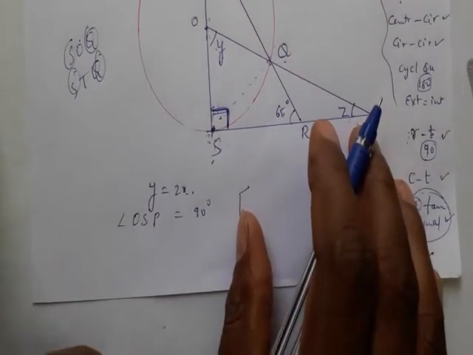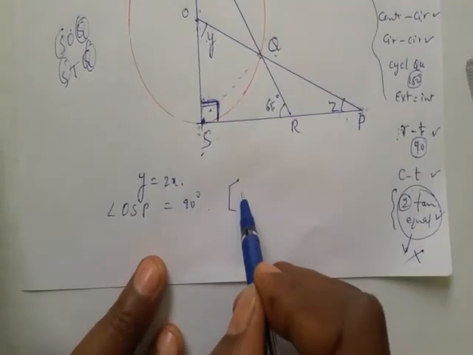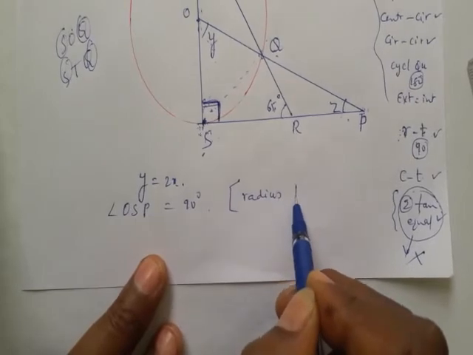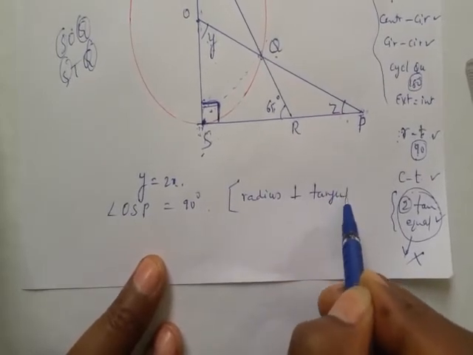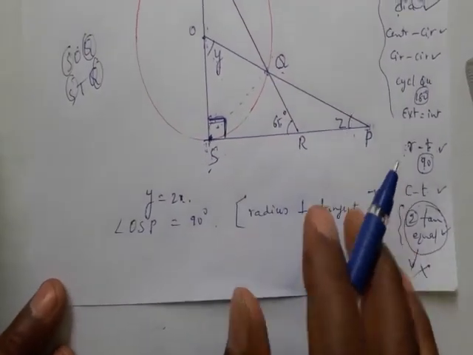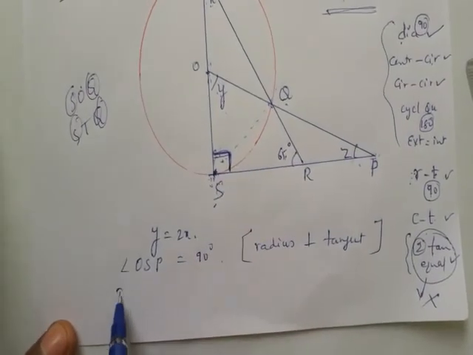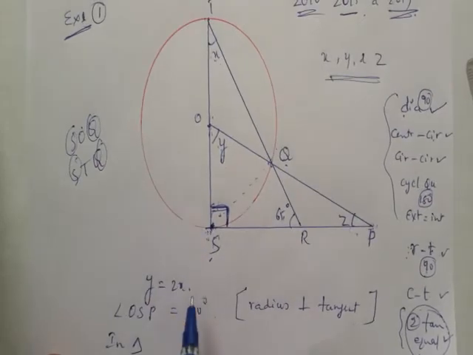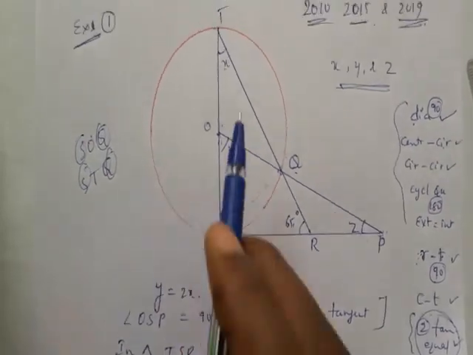Many students will not write the reason. Simply they write 90 degree. You write that the radius is always perpendicular to the tangent. In a simplified way, you write radius is always perpendicular to tangent.